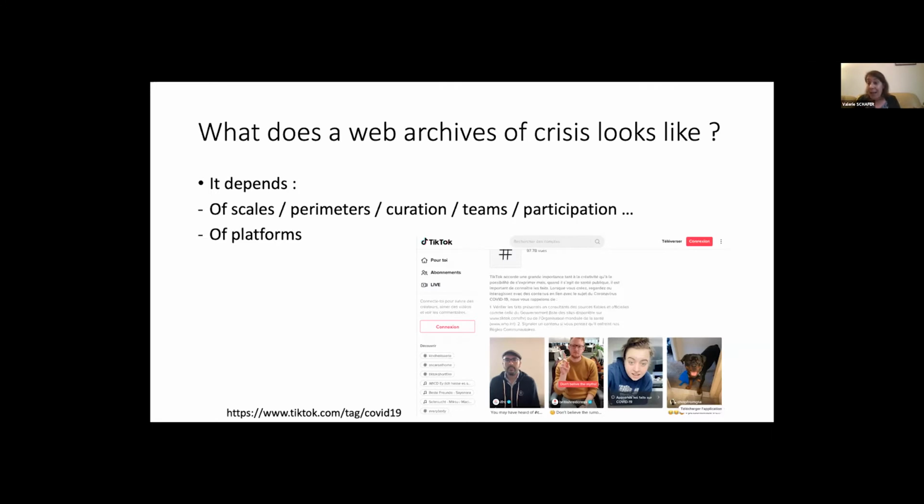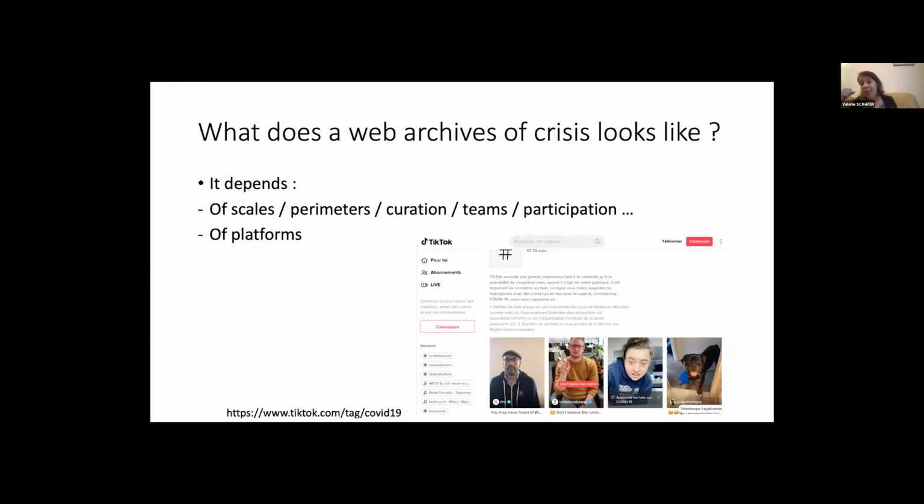The question of scale: an event which is outside your perimeter, for a national library, is of course a problem. You can't decide that you will archive an event, for example, in Canada, if you are a French national institution, or it should be related in some ways to France. And of course, platforms: there are a lot of social media and platforms that are currently not really preserved. An example is TikTok, which was really important during the COVID crisis. Fortunately, there are also web pages related to TikTok, like the one I'm showing, but the content of TikTok was not preserved so well.